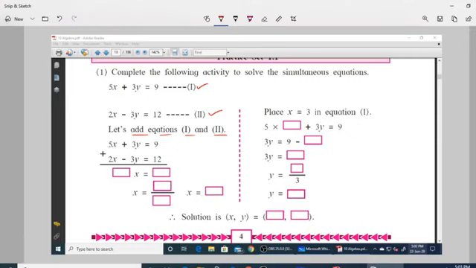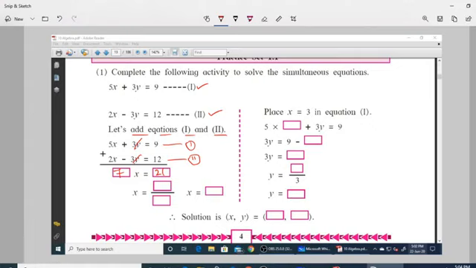Anyways, we wrote equation number 1 here. This is equation number 1, this is equation number 2, and we are just going to add equations 1 and 2. When you add them, like terms are added together. This is 5x, this is 2x, so that gives 7x. Plus 3y minus 3y becomes 0, so no need to write y. 9 plus 12 gives 21, so this box can have 21 and this box can have 7.